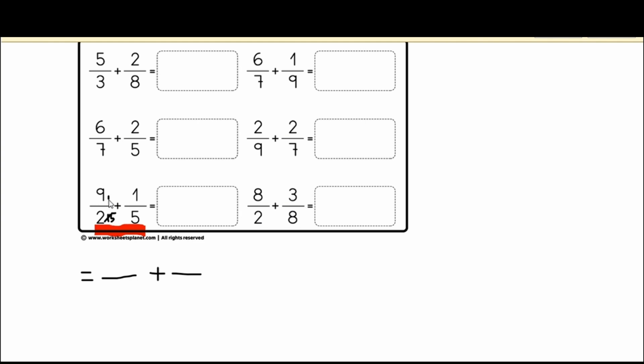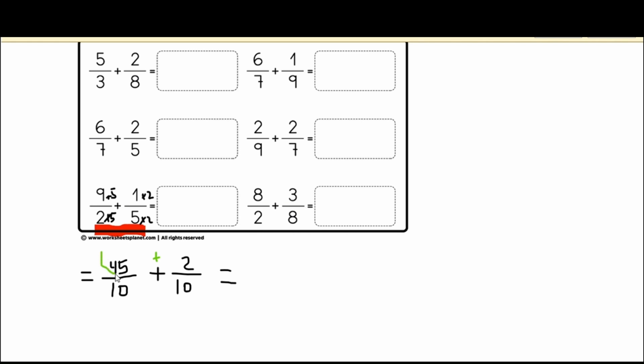9 over 2 plus 1 over 5. So 2 times 5, 9 times 5, and 5 times 2, and 1 times 2. So that would be 10. That's 45. 5 times 2, that's equal to 10. Sorry, and 1 times 2, that's equal to 2.